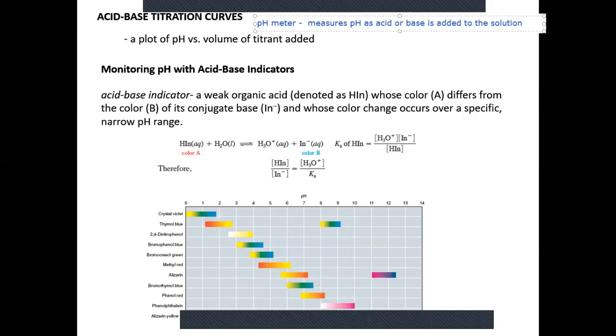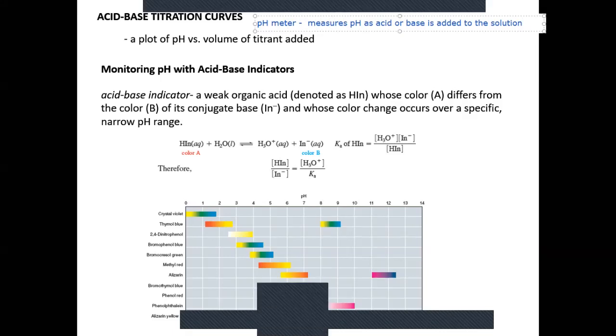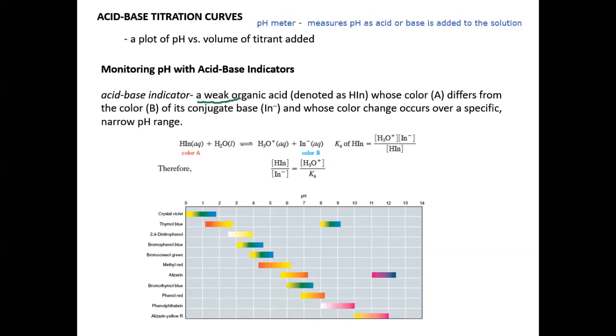Now, a quicker way or less precise way of doing a titration is by using an acid-base indicator. And so an acid-base indicator is a weak organic acid, which we'll denote as HIn, and a conjugate base, which is denoted In minus. And what happens is for the weak organic acid, its color differs from the color of the conjugate base. So for example, the acid could be yellow, the base could be blue. And it changes over a specific pH range. And so the way this works is Le Chatelier's principle.